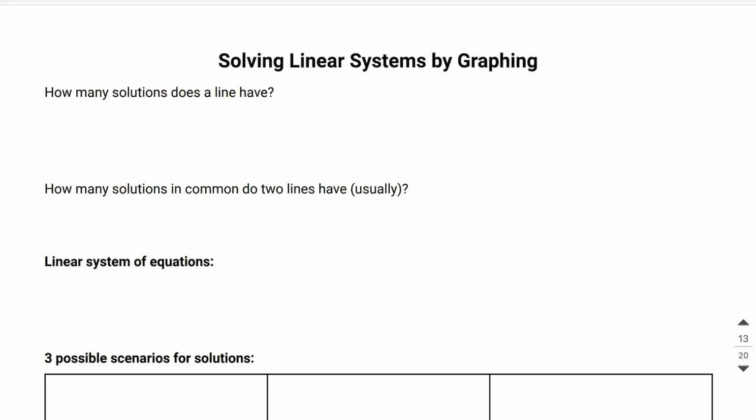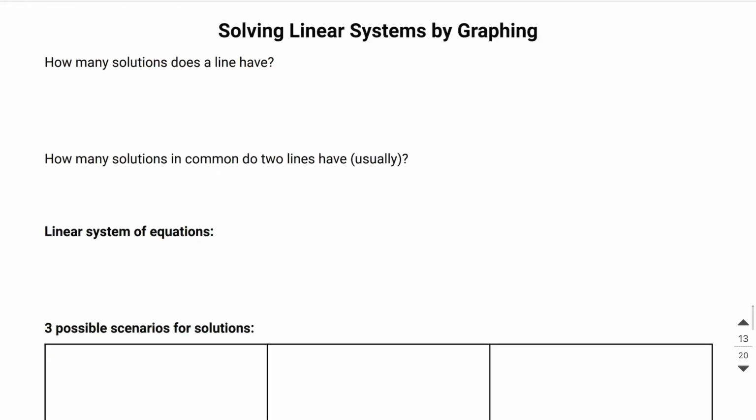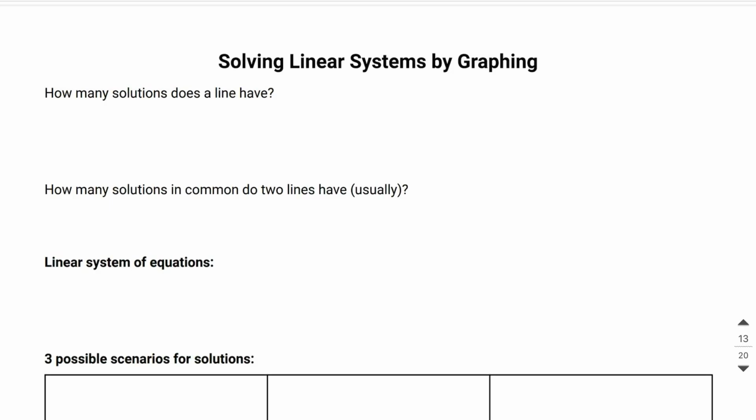Hey everyone, this video is on solving linear systems by graphing. And the first thing that we're asked to do is to find out how many solutions a line has. So just a quick refresher: a line consists of several different points on that line, and that line goes on forever. So there are infinite points on this line. So any x or y value that would satisfy the equation would be a solution.